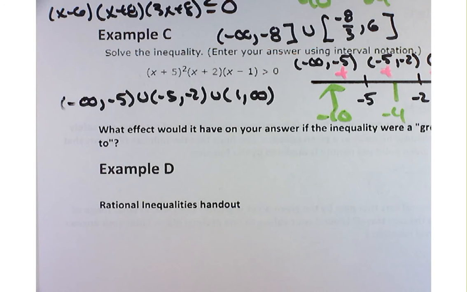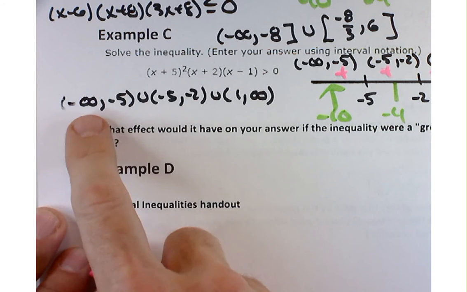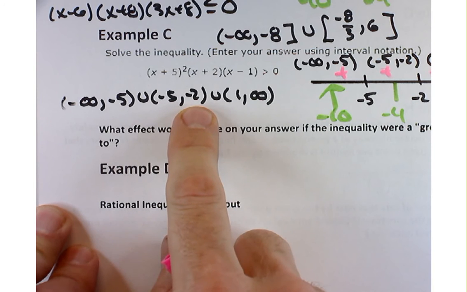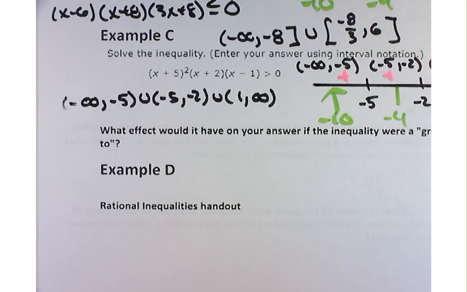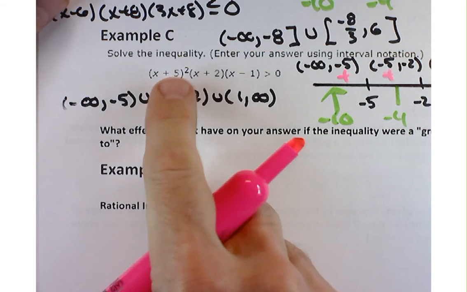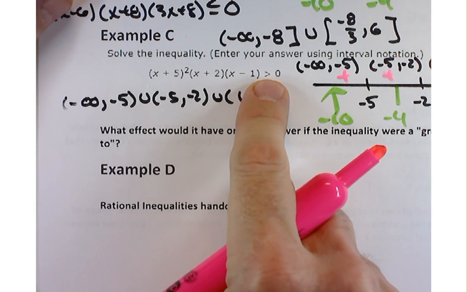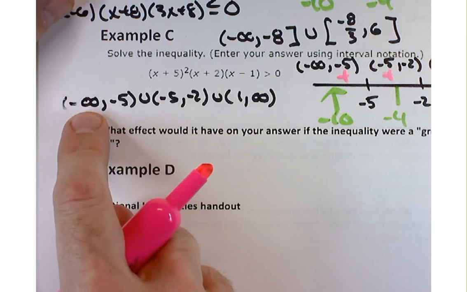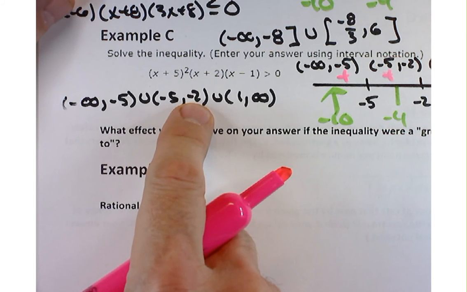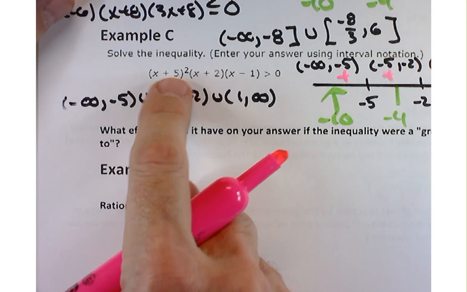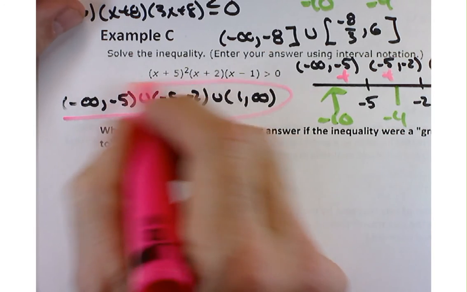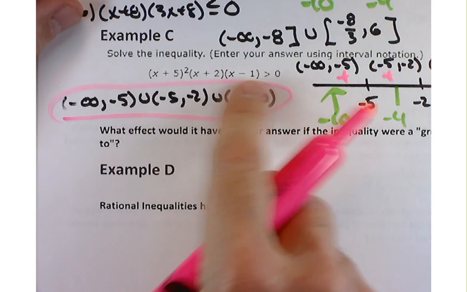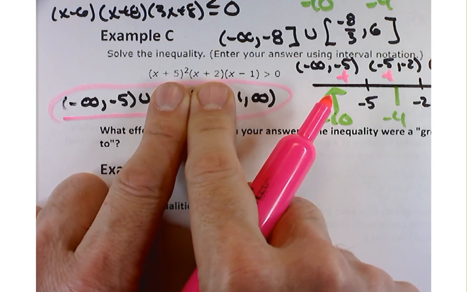Now, a good question would be, well, why can't I just go negative infinity to negative 2, right? I mean, save myself a little bit of writing. Not quite. Remember, I want this to be greater than or equal to 0. If I did negative infinity to negative 2, I'd be including the number at negative 5. What happens if I put in a negative 5 into this expression? What would I get?